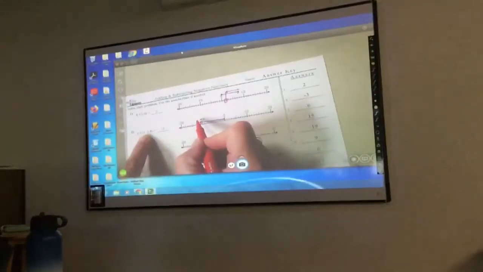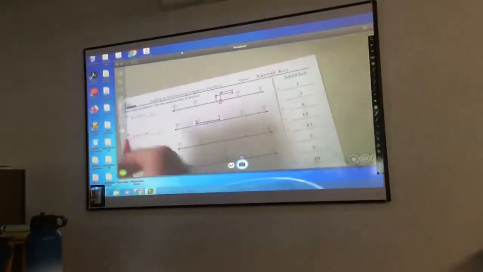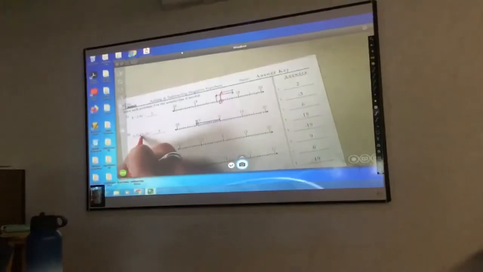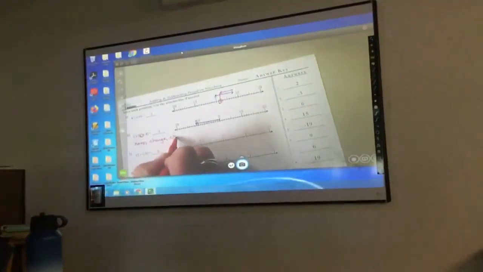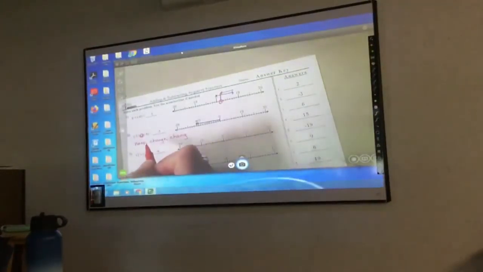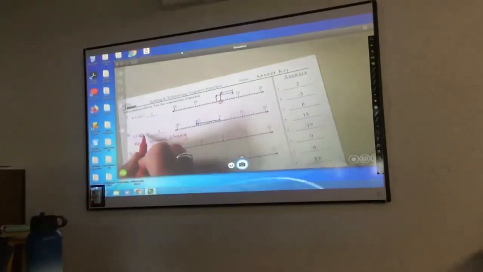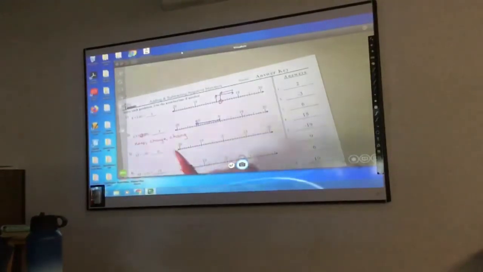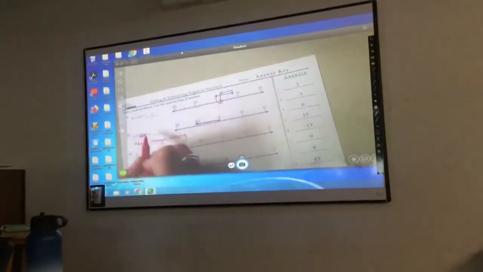So am I going to go left or am I going to go right? Well, let's write this down. If it's subtraction, what's the rule for subtraction? Keep, change, change. So I'm keeping the negative 11, which I already did, changing the subtraction to addition, so you're going to put the addition sign, and I'm going to change the negative to a positive. So now I am adding a positive 8.